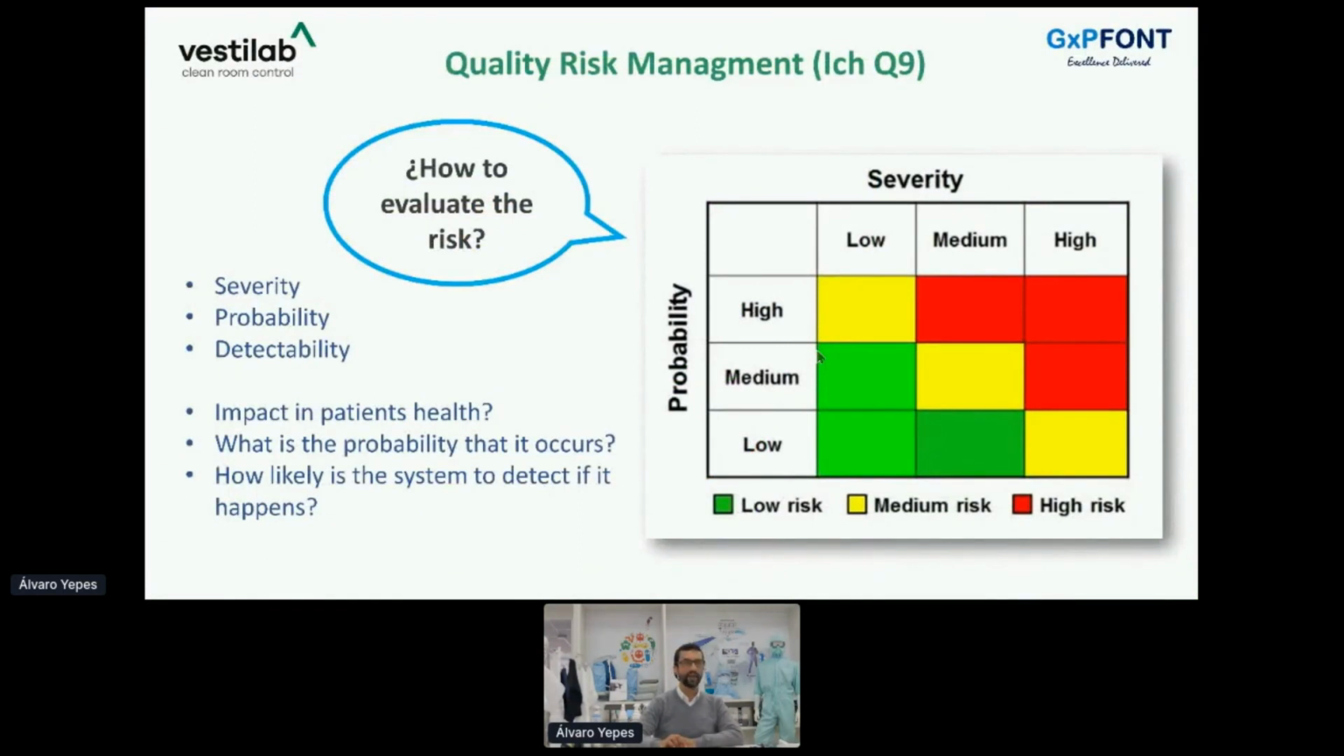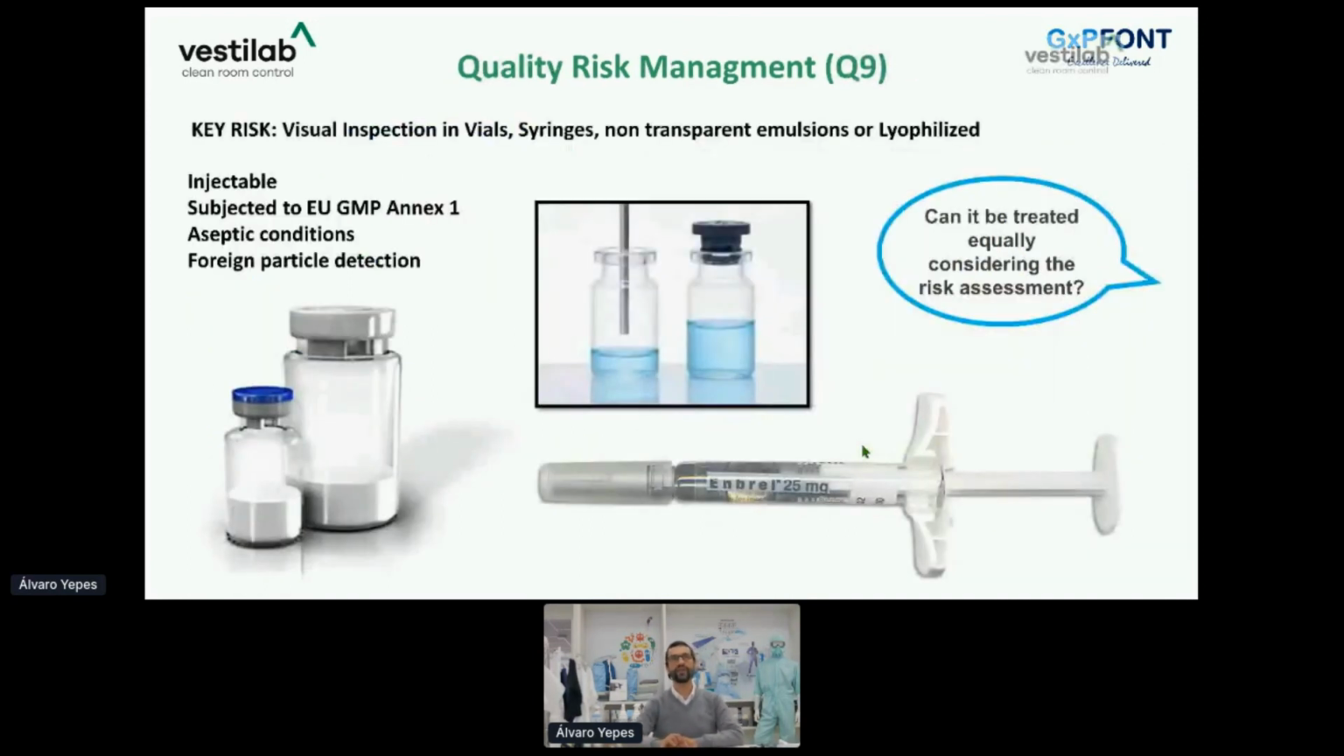And as a final example, in the final 2 minutes, we use a reduced version of FMEA to analyze a risk from the impact to the patient health. How severe is the risk of particle contamination in a finished product? And how probable is the event to occur in a different scenario? So we grade high, medium, or low risk. And also bear in mind that detectability is a factor we need to take into account.